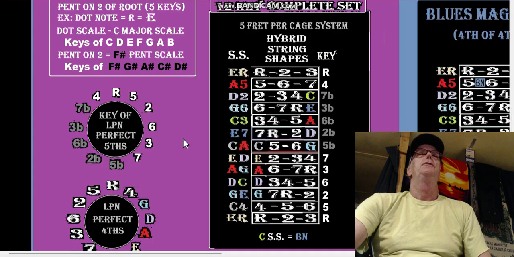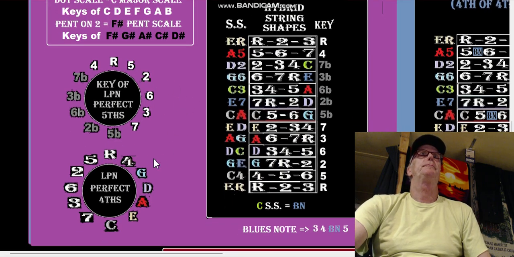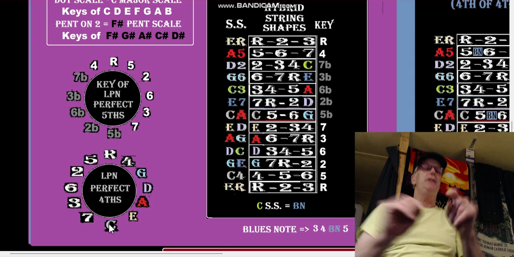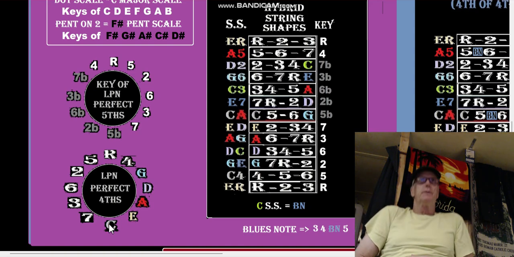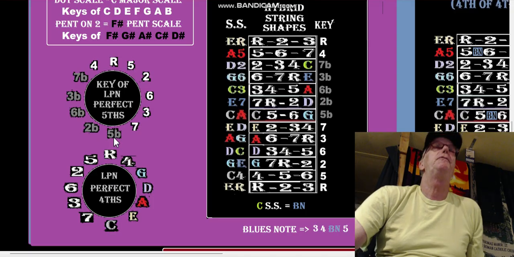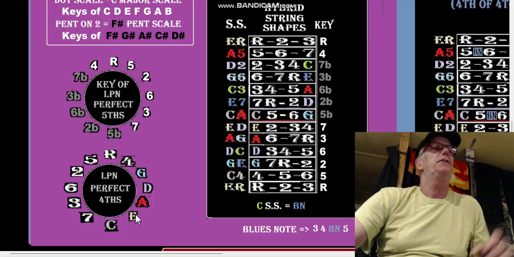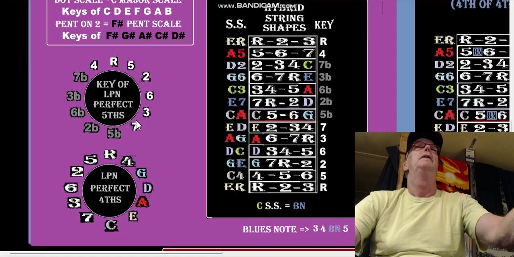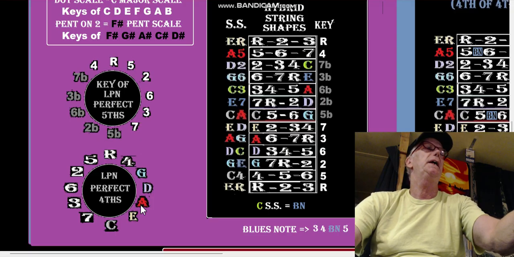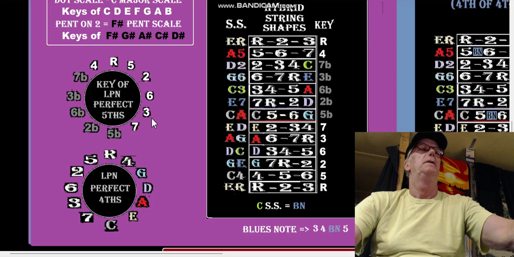Okay, so let's look at it here. G, D, A, E, and C. C is the exception because C goes to 5 flat, but it still goes to its fifth. Okay, the fifth of E is 7. The fifth of A is 3. The fifth of D is 6. And the fifth of G is 2.